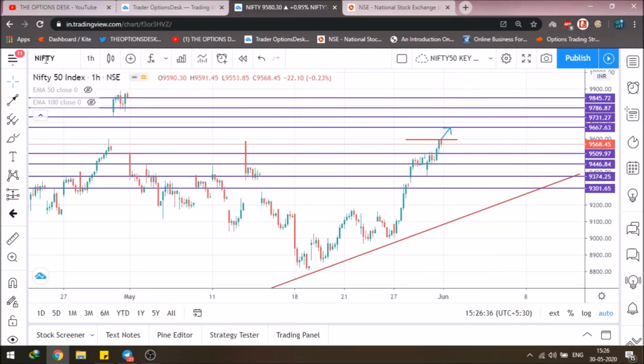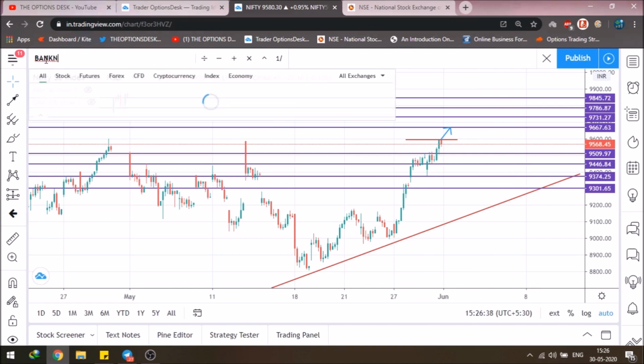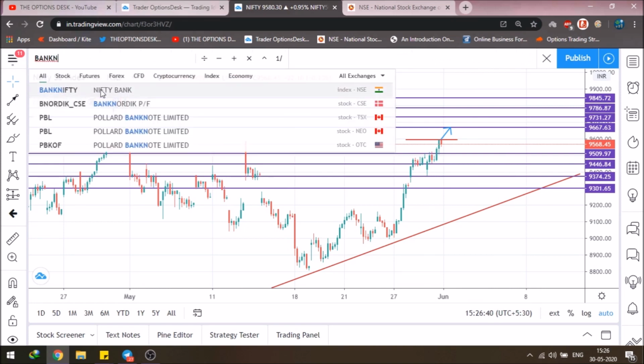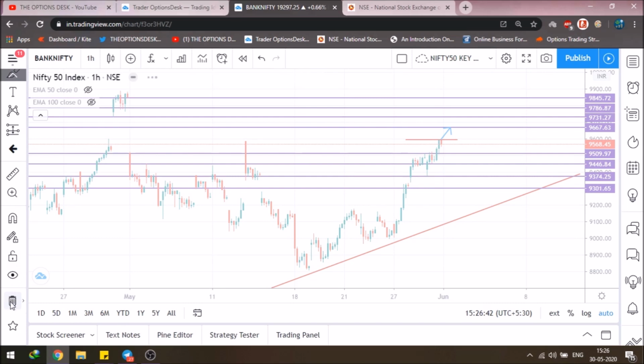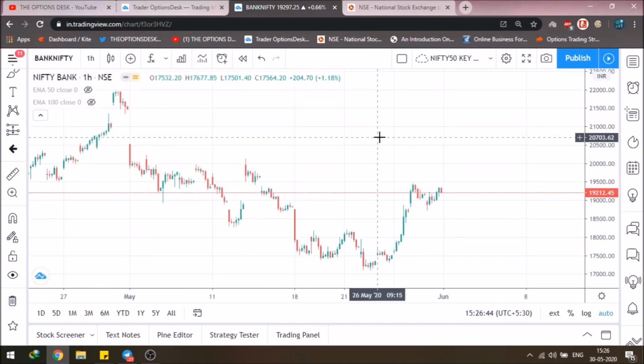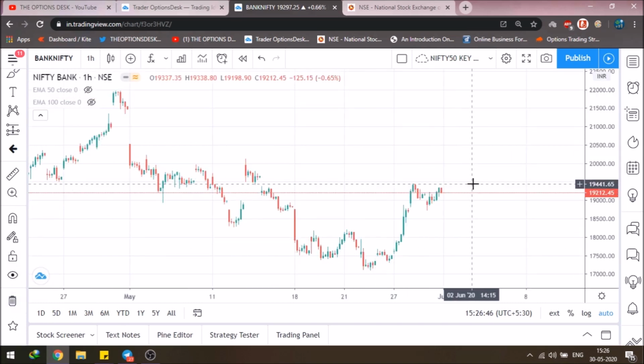Now let's jump to the Bank Nifty. So as you can see, this is the Bank Nifty analysis. If the Nifty 50 is going to open a gap up, the Bank Nifty will also open a gap up. So I'm only expecting to buy in the Bank Nifty above this level, that is around above 19,500 level.